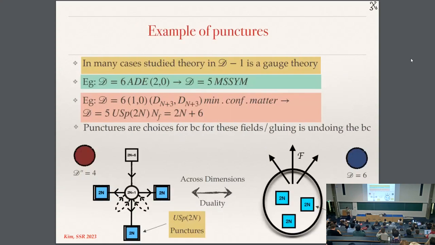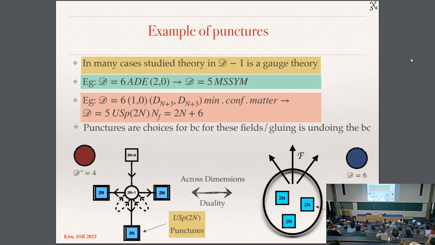Now, in many cases, I would not say typically, this circle reduction of many theories, even higher dimensional theories, 6-dimensional theories, can be described by a gauge theory. Okay? The canonical example: if you take a (2,0) theory in 6 dimensions and compactify it on a circle, you get a maximally supersymmetric Yang-Mills. These theories in 5 dimensions are not UV complete in 5 dimensions. They are UV completed by the theories in 6 dimensions. Okay? And here is another example.